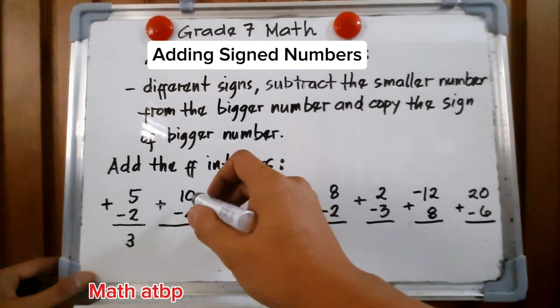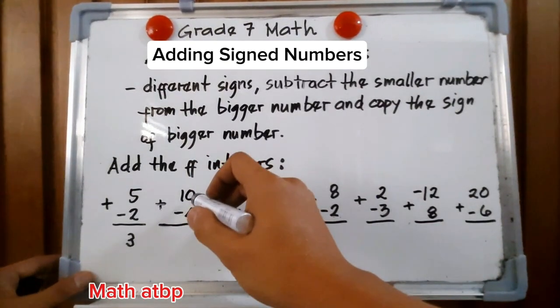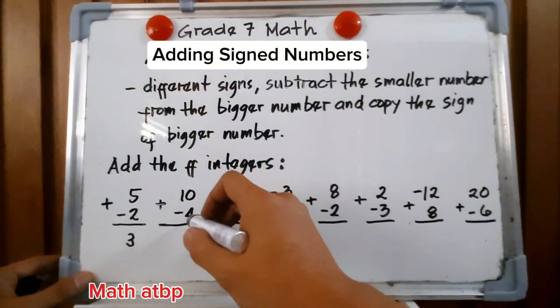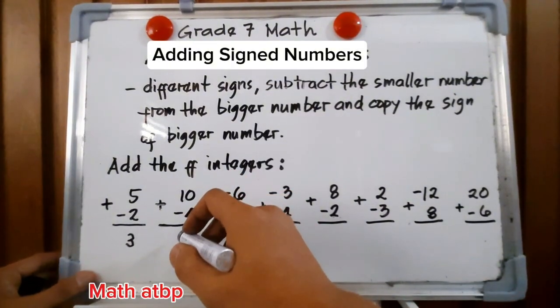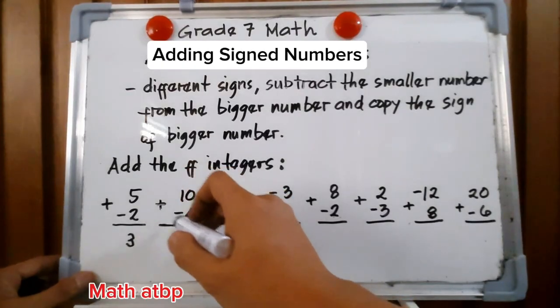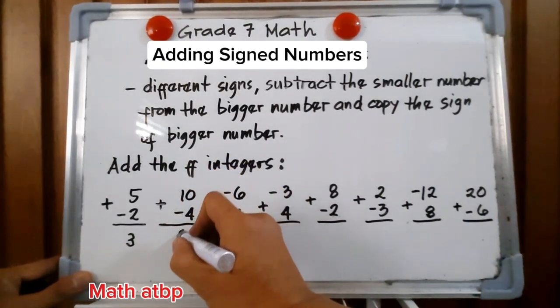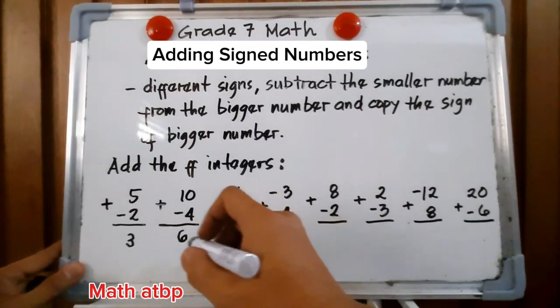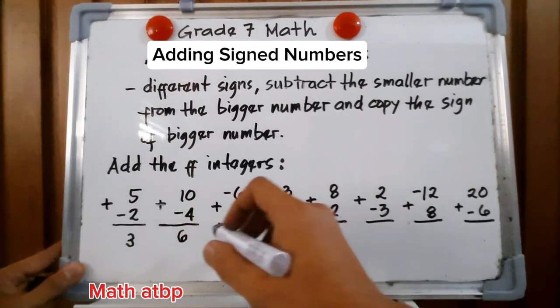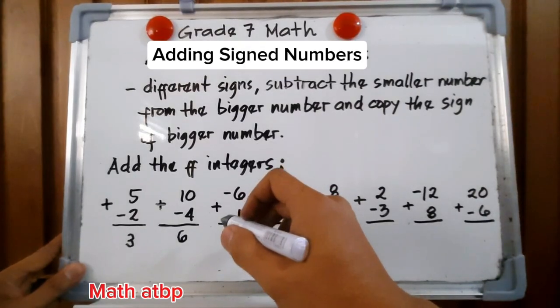Okay? Then we have 10 plus negative 4. They have different signs. 10 is bigger than 4. So the answer must be positive. And then we're going to subtract. Instead of adding, we're going to subtract. 10 minus 4 is 6 or positive 6. Okay? I hope you can follow.